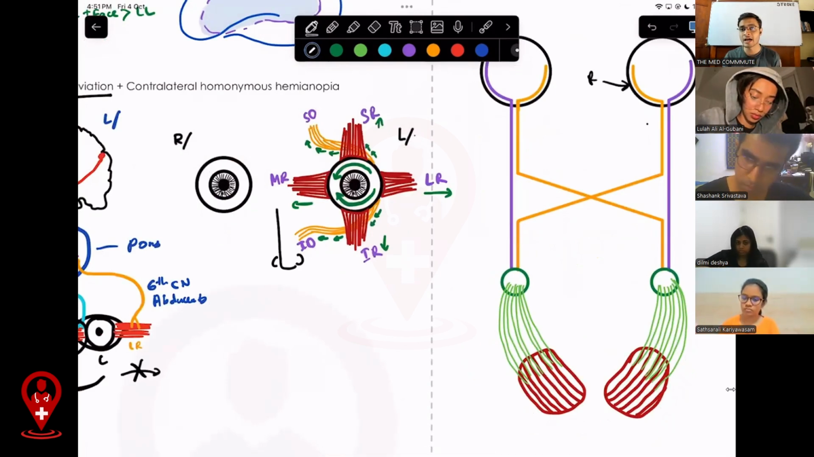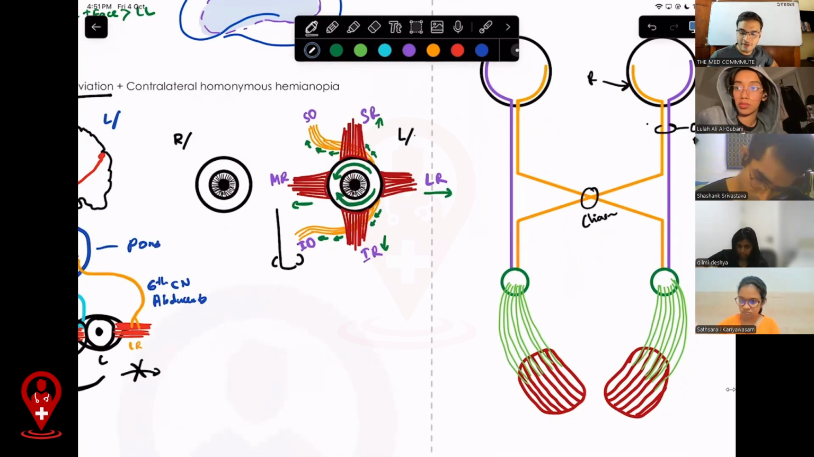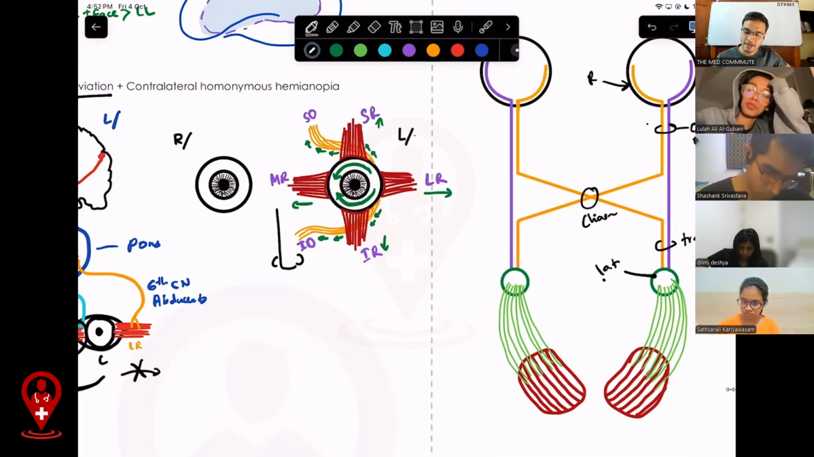The retina, I've divided it into the medial retina and the lateral retina. That's the yellow and the purple, right? Everyone is familiar with that. Then we have the optic nerve, right? Here we have the optic chiasm. Then we have the optic tract. This is the lateral geniculate body. And here we have the optic radiation. From the optic radiation, where does it go to, guys? It goes to the visual cortex, right?